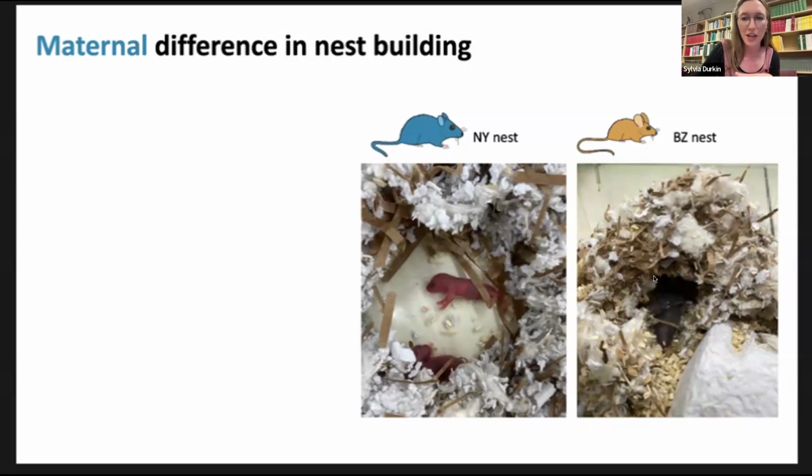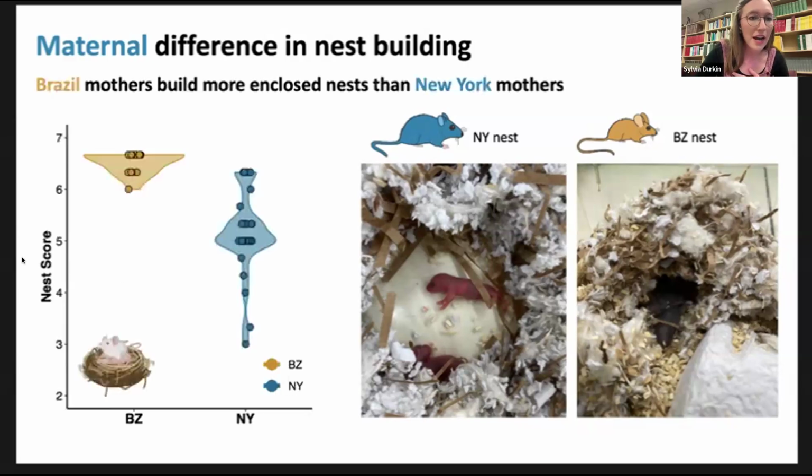And I used a rubric that ranged from untouched nesting material to having a fully enclosed nest in order to quantify these differences. So what I found is that indeed, Brazil mothers do build more enclosed nests than New York. And we think that this connection between divergent nesting and differences in nest temperature provide us with a potential direct link between the ambient temperature that's controlled by maternal action during rearing and then the ultimate tail length of the organism.